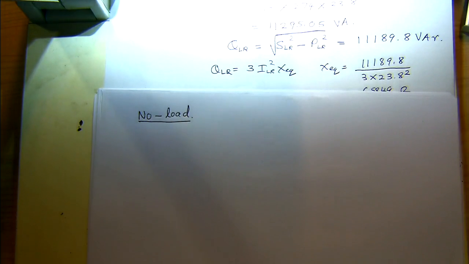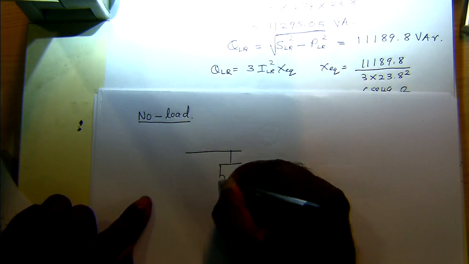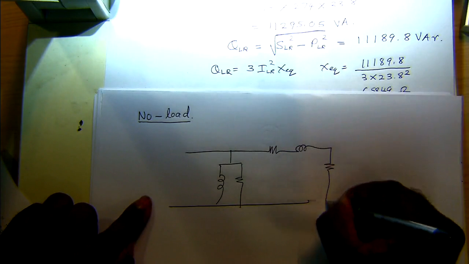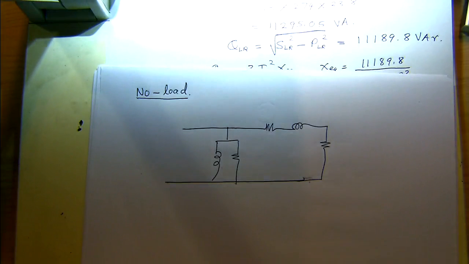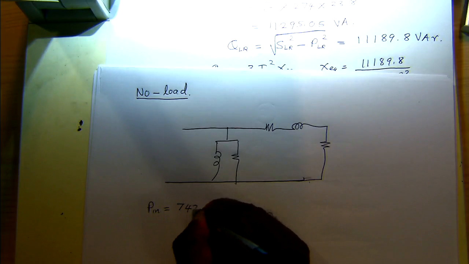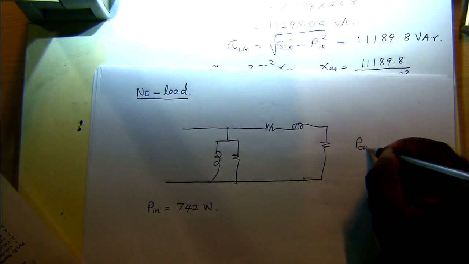So the no load test, it's running under no load. That means the shaft is rotating. It's not connected to anything. So the power output is 0. So you have this circuit. If you look at the power input, we have a power input of 742 watt. So the total power in is 742 watt. But if it's running under no load, that means the P out is 0.